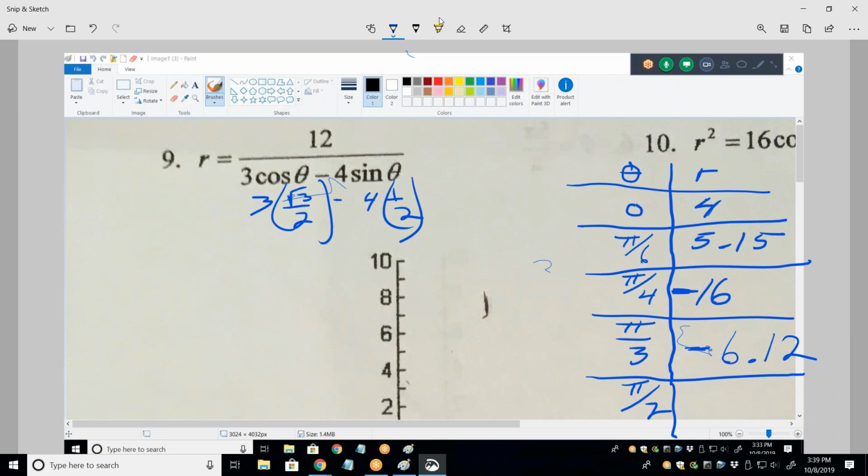And finally, pi over 2. All right. So we have 3. Okay, negative 3, right? Yes, negative 3. Yeah, because it's 0 minus.